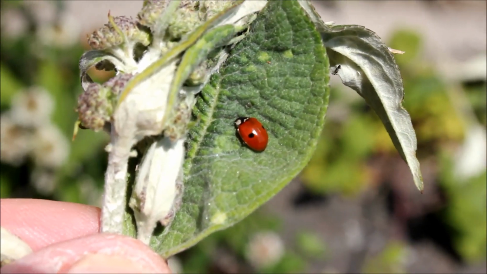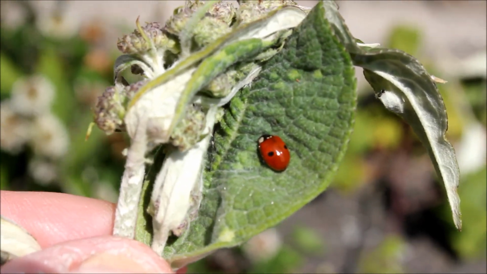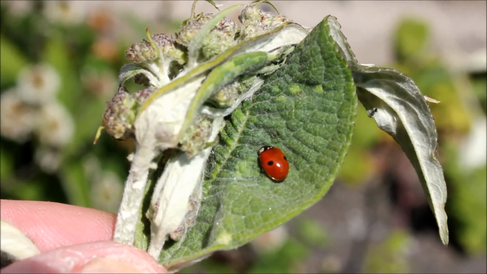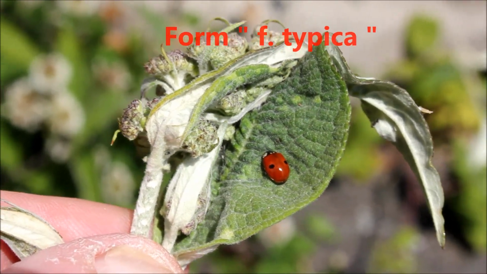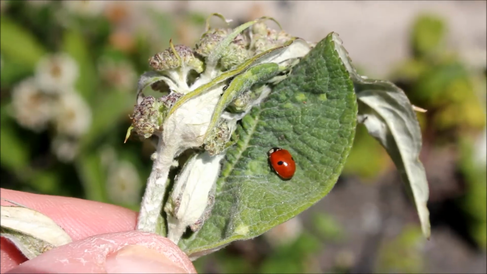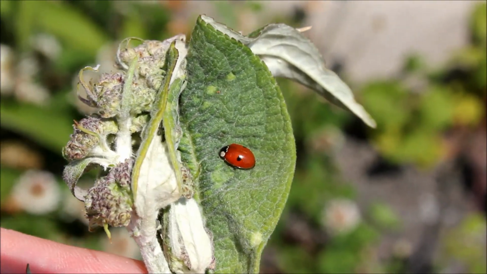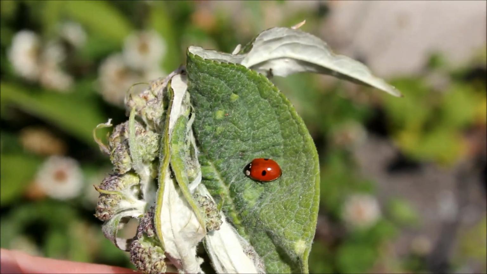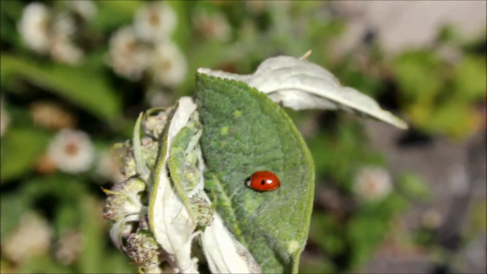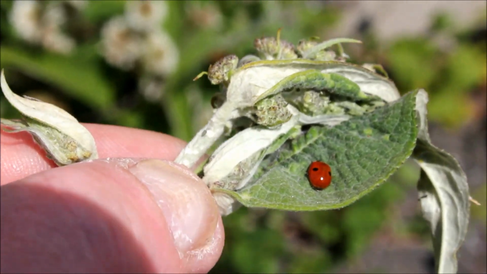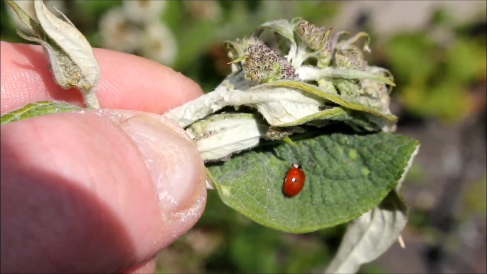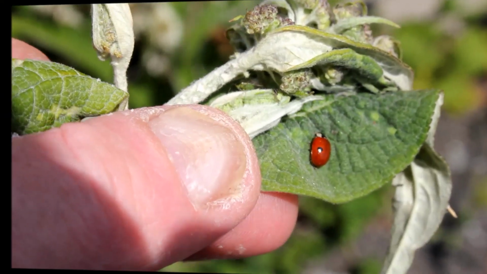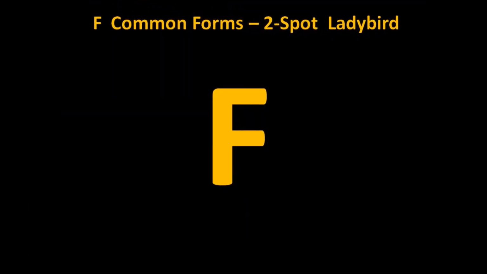The two-spot ladybird exists in a number of colour forms or morphs dictated by genetics. Whilst the typical form, f. typica, of the two-spot is relatively easy to identify, it can be confused with other small species of black ladybird such as the pine ladybird, the 10-spot ladybird or the harlequin ladybird, so care and attention to detail is required. Worry not, folks, in this episode we are going to take a deep dive looking at the common forms and confusion species.